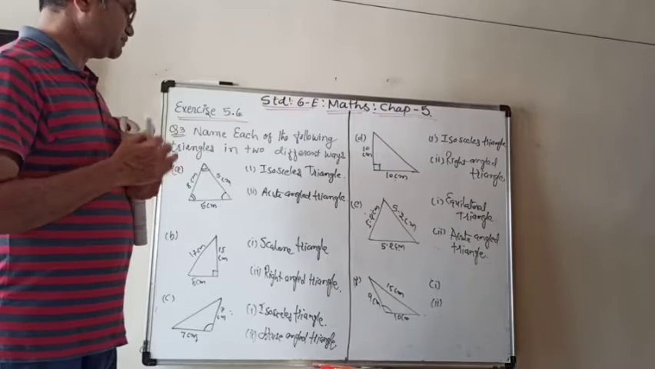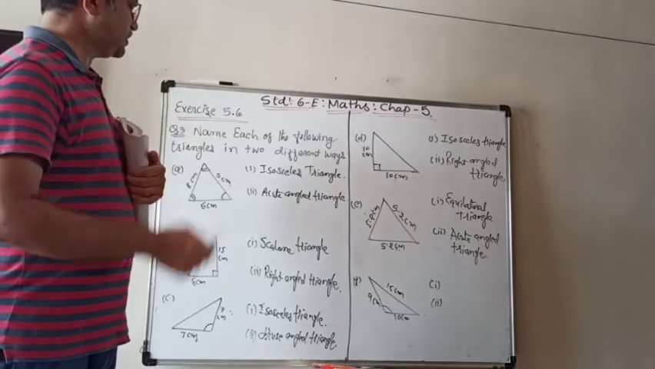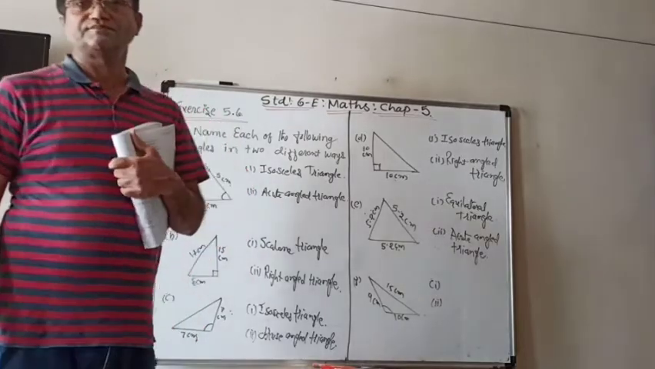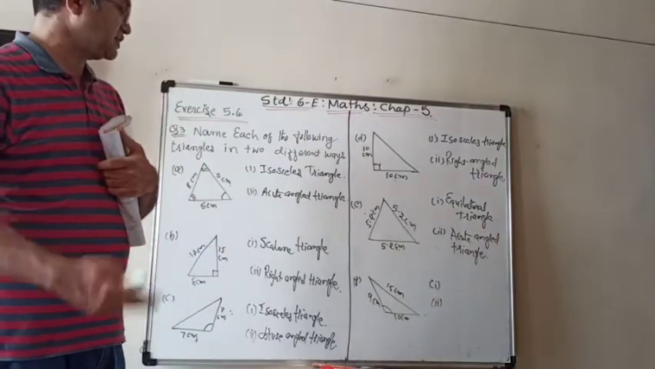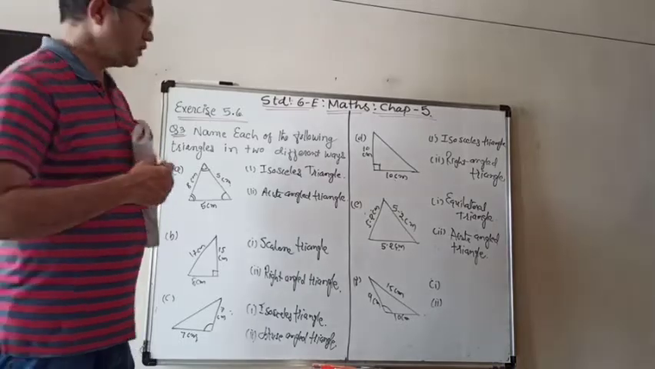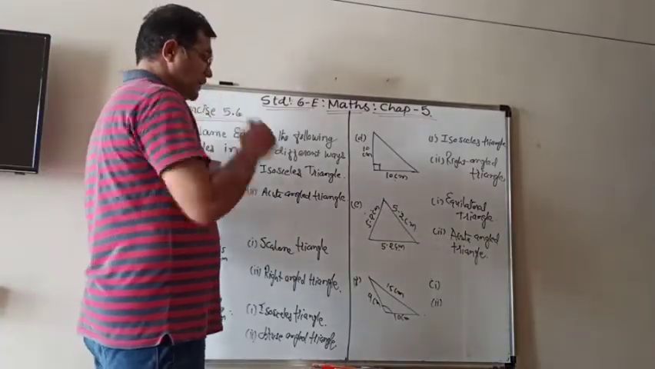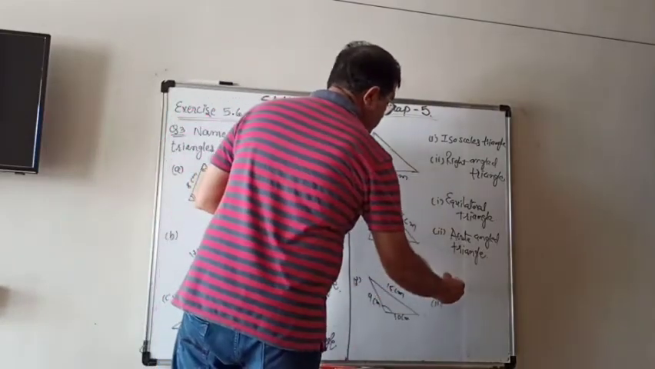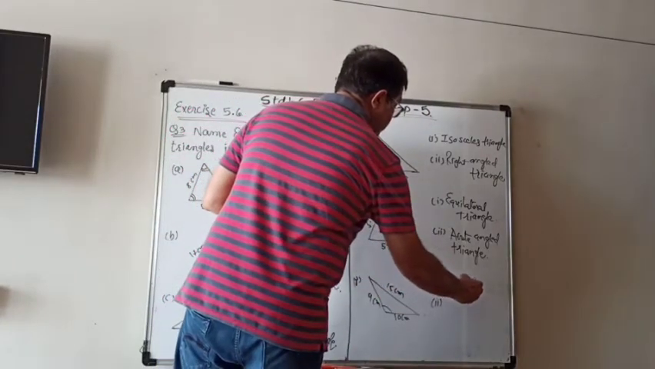Now the last one. In the last you can see that all the three sides are of different measure: 9 centimeter, 10 centimeter, 15 centimeter. So none of them are equal. So it is a scalene triangle.